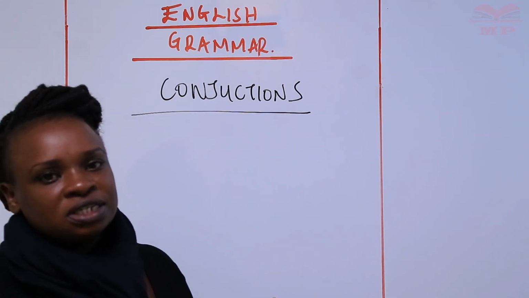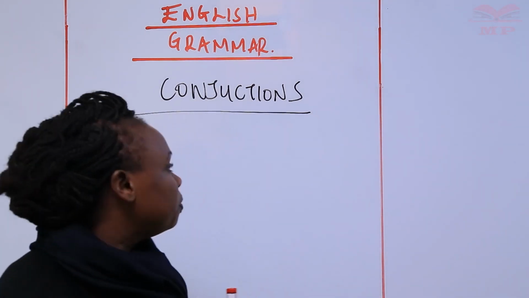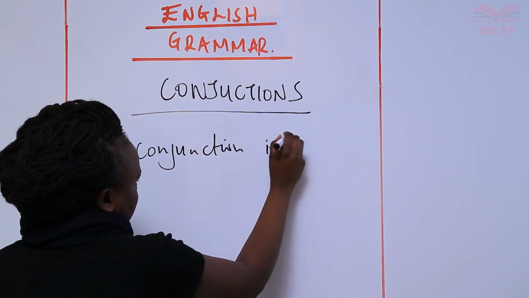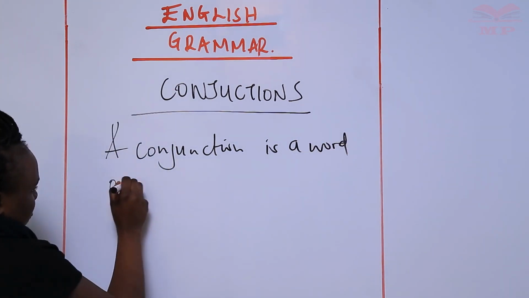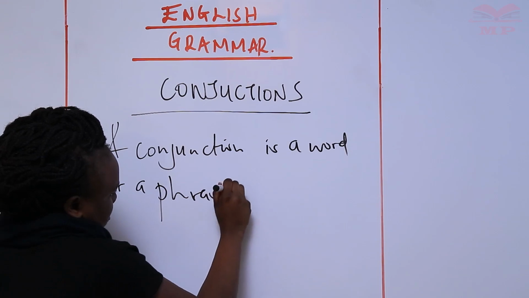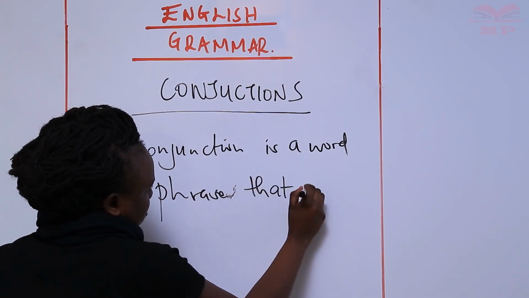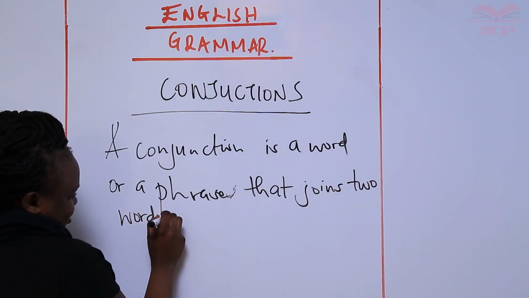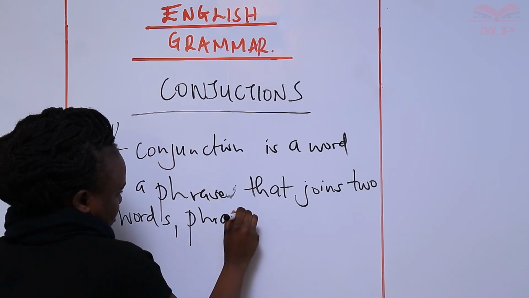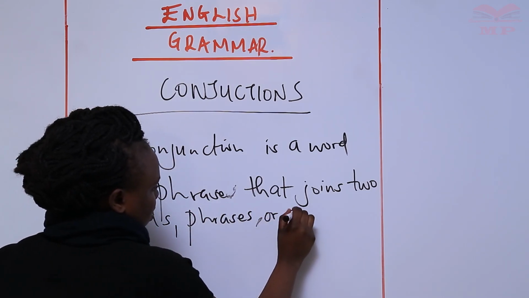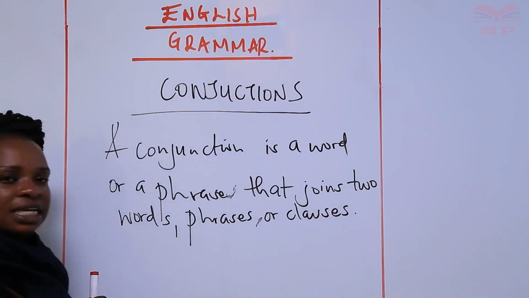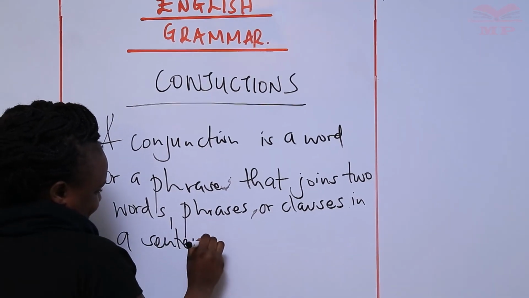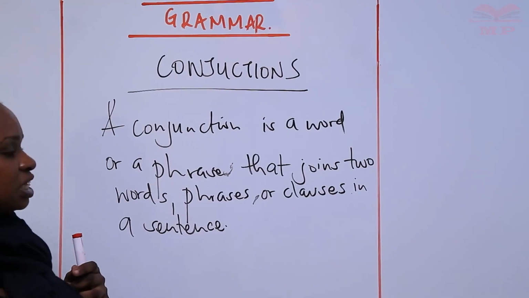Okay, from the word conjunctions, it's normally used to join two words or two phrases. So a conjunction is a word or a phrase that joins two words, phrases, or clauses in a sentence. All right. So a conjunction is a word or a phrase.